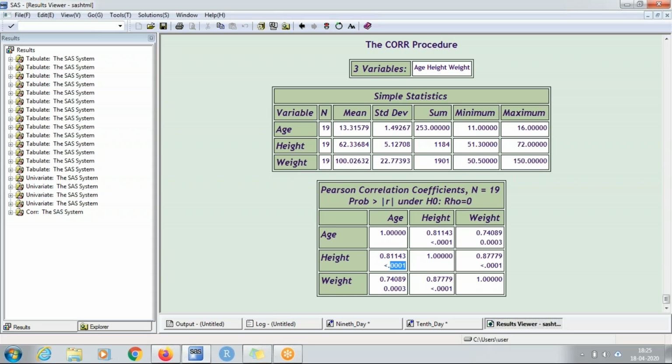याद आया कुछ? And zero means, what is mean of zero? याद आया? -1 means क्या होता है? परफेक्ट नेगेटिव कोरिलेशन. +1 means क्या होता है? परफेक्ट पॉजिटिव कोरिलेशन, लाइक दिस.